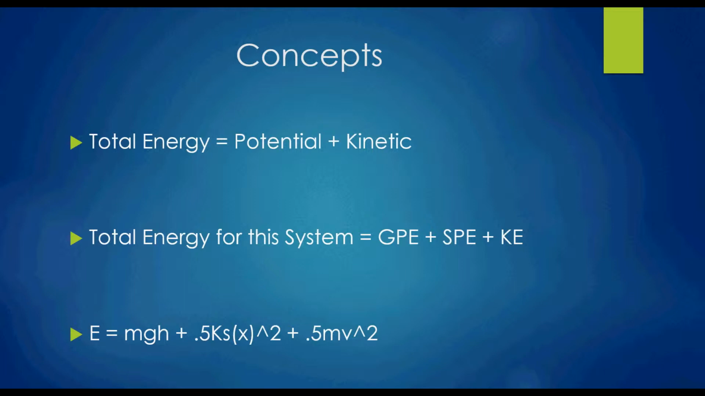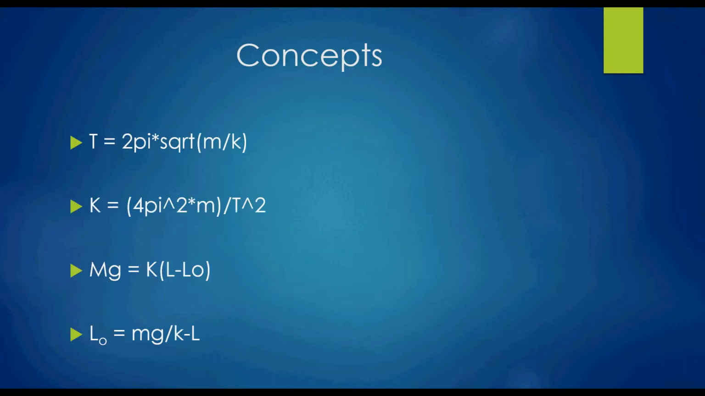In this lab, we will be examining how a spring and its oscillations can demonstrate the conservation of energy. Essentially, the total energy of this system is going to be equal to the potential energy plus the kinetic energy. Now, the potential energy in the system is going to be equal to the gravitational potential energy plus the spring potential energy, whereas the kinetic is simply the kinetic energy. Thus, E equals mgh plus 1/2 the spring constant times x squared plus 1/2 mv squared.